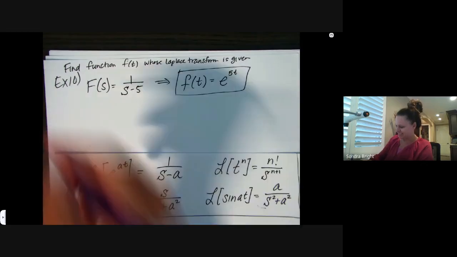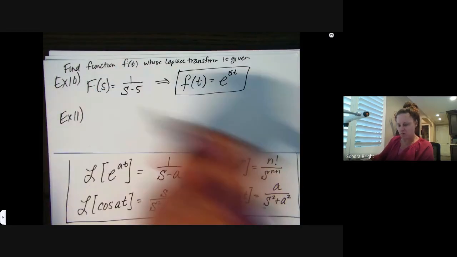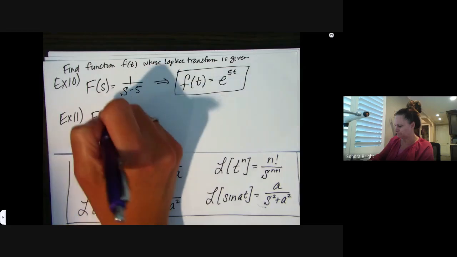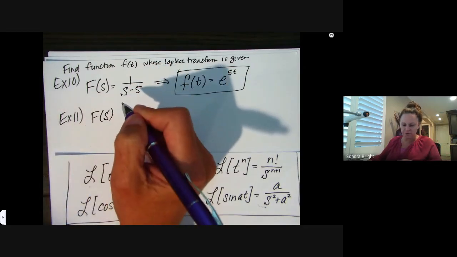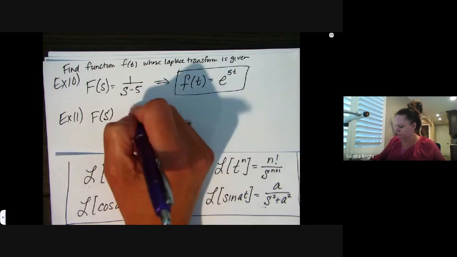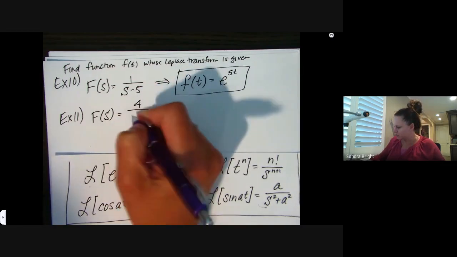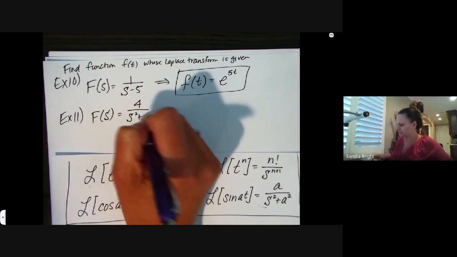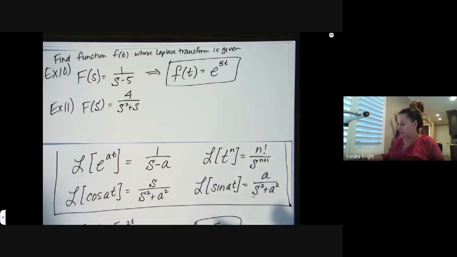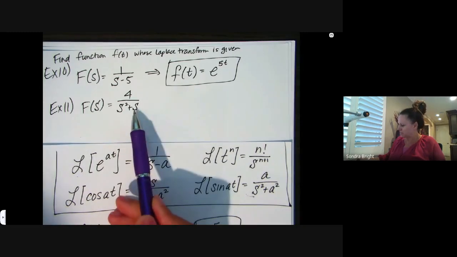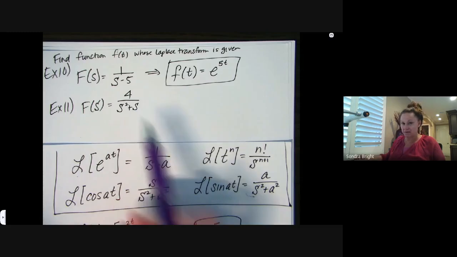How about if the Laplace transform is 4 over s squared plus s? I don't see a pattern at all. I have a constant up here, but I don't have a 16 there, which is what I would need for it to be sine. So it's not following any of the patterns.